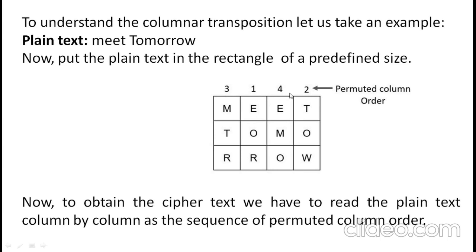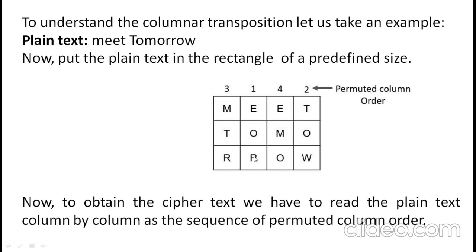Okay, so it would be equal to the number of columns. We have 4 columns, so we can get 4 numbers max. The permuted column order should not include 5 or 6, and whatever the plain text is, it should be stored in row by row order.